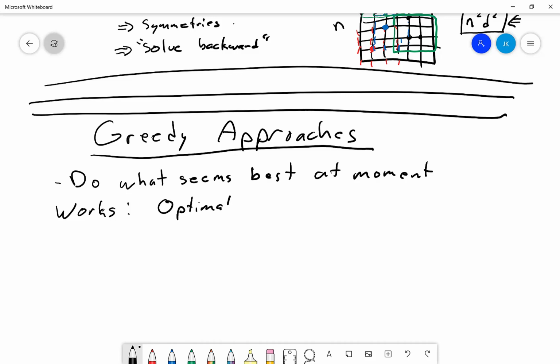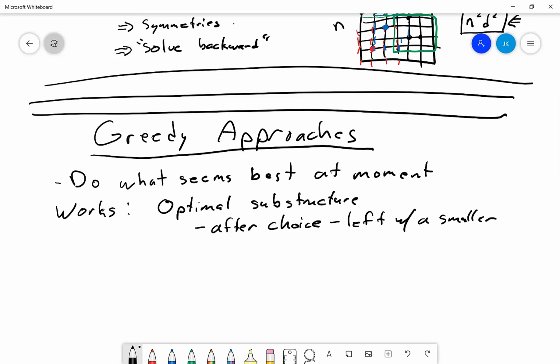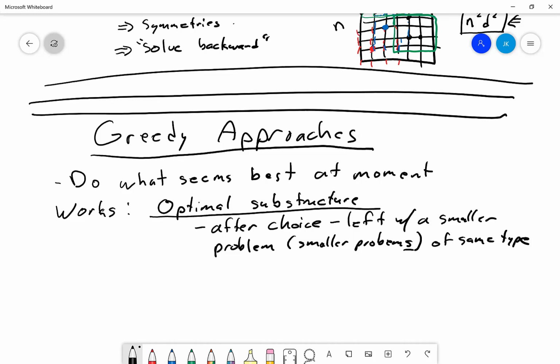One is what's called optimal substructure. And what this means is that after making the greedy choice, you are left with a smaller problem, or sometimes smaller problems, of the same type. So basically you make a greedy choice and then you say, okay, now I'm left with this thing that's a little bit smaller. And again, you should be able to use the same thing there. So that's the optimal substructure.